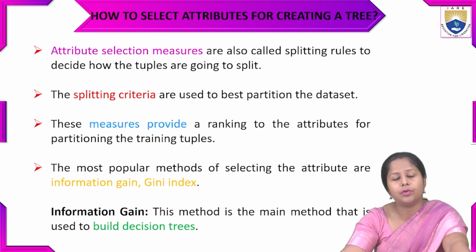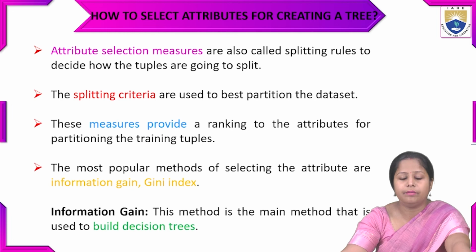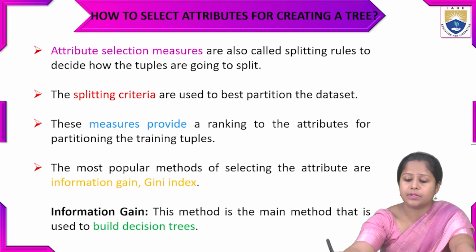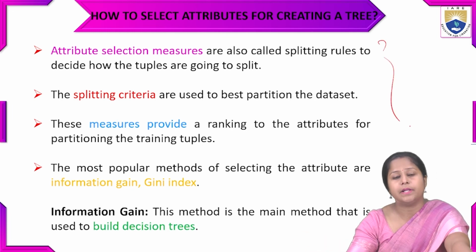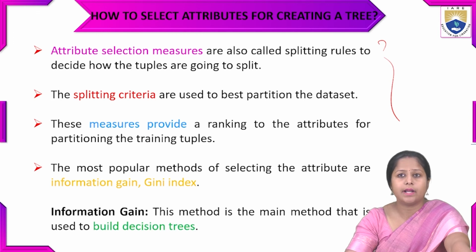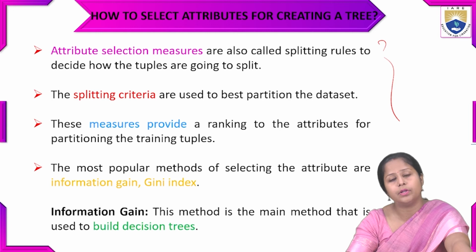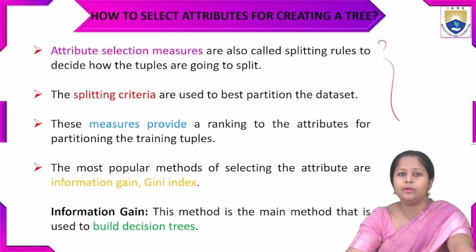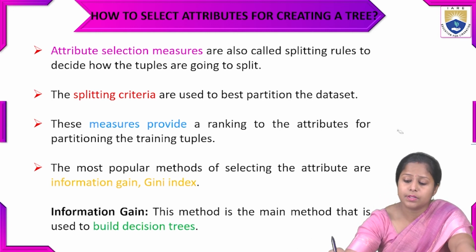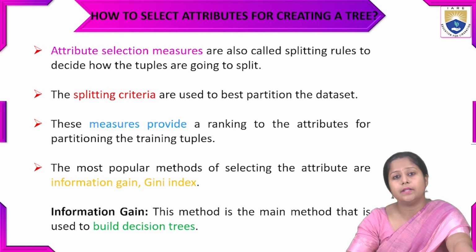We have seen how to construct the tree and how to represent the tree. Now we will see how to measure the attributes from the tuples. Attribute selection measures are also called splitting rules, which decide how the tuples are going to be split on the different nodes in the training dataset.